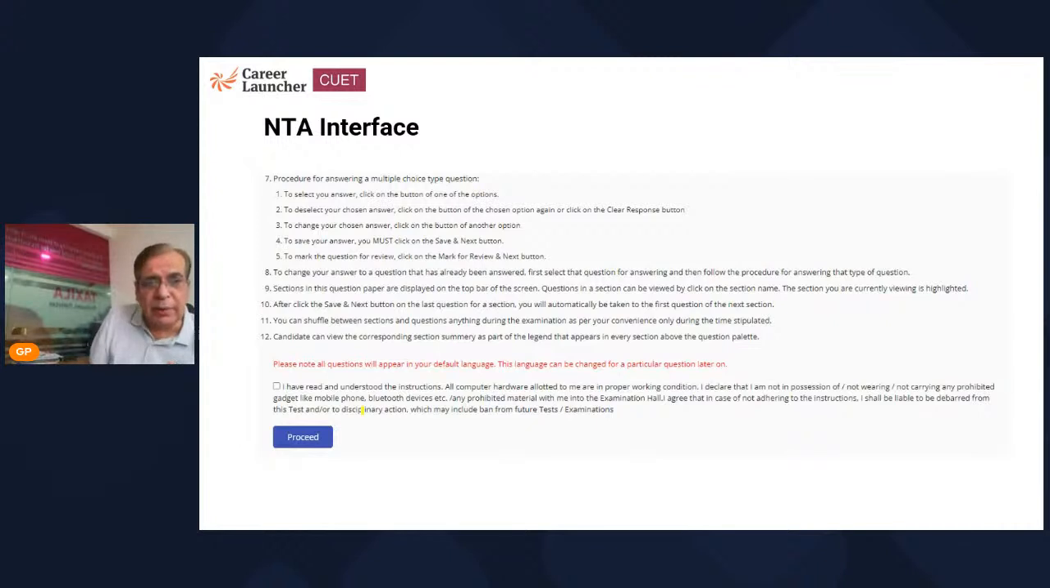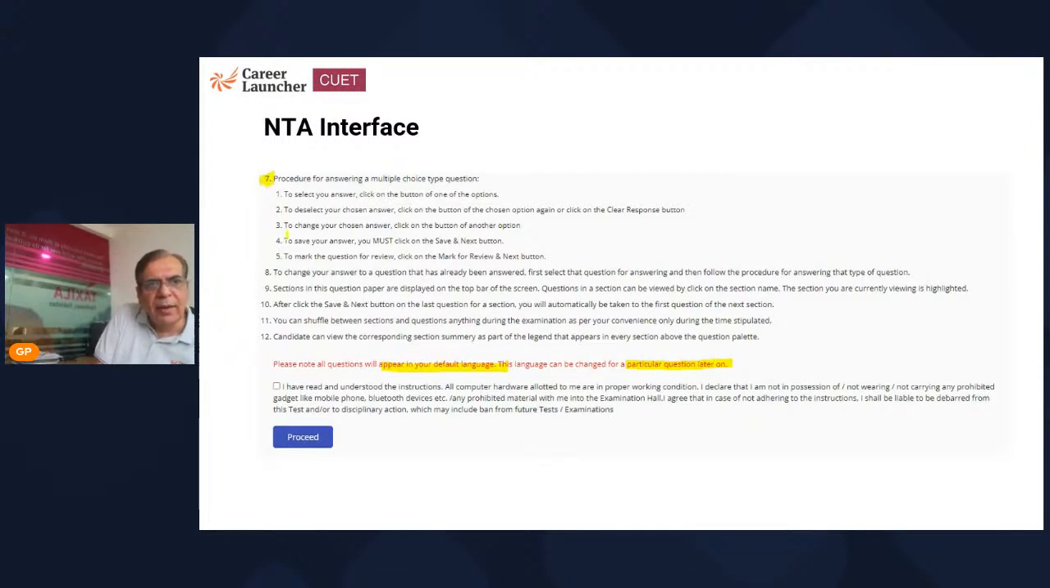Now this is the other thing. All questions will appear in your default language. If you have chosen your language to be Hindi, English, Tamil, Gujarati, whichever you chose, it will appear in that. But language can be changed for a particular question later on also. You have a chance later as well to change the language.